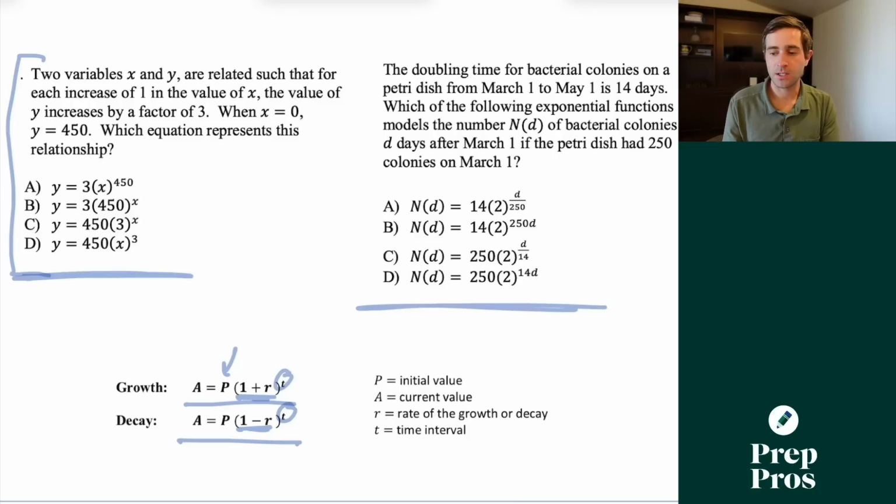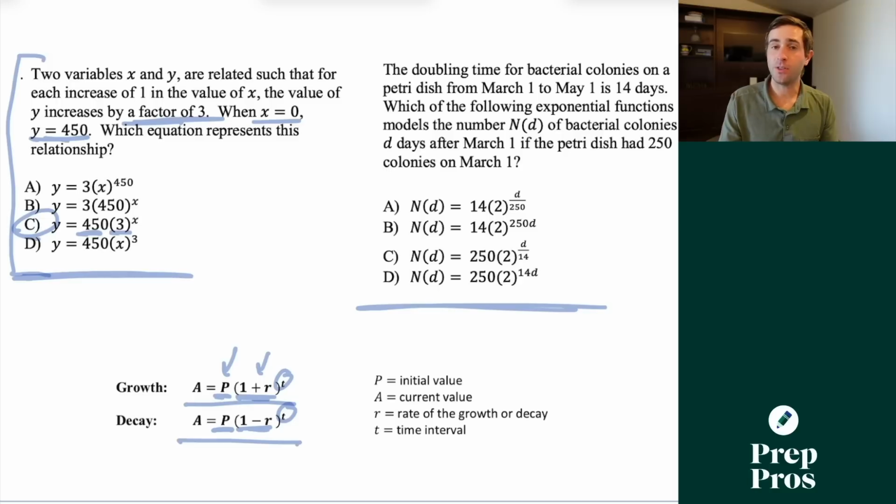Two variables x and y are related such that for each increase of one in the value of x, the value of y increases by a factor of 3. This is showing us our rate of increase. When x equals 0, y equals 450, that's our starting value. Which equation represents the situation? So we know we need to start with 450. Our rate of increase is 3. We can find our correct answer.